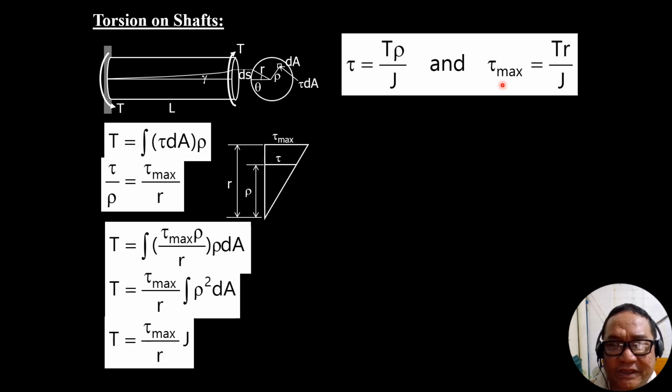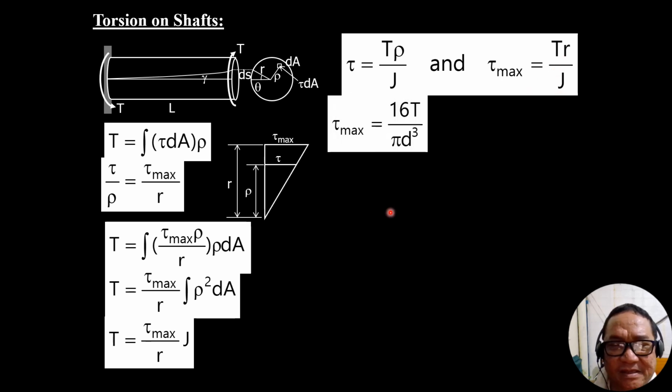So for solid shafts, therefore, tau max is equal to 16 torque over pi diameter cube. Again, you replace R by diameter over 2, small d over 2, and J by pi over 32 diameter to the fourth, and derive this expression for solid shafts. So this is for solid circular shafts.